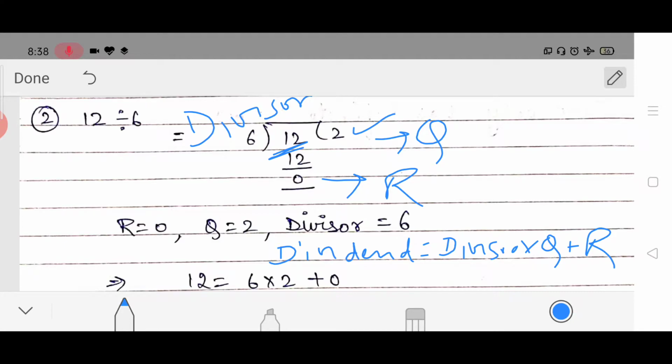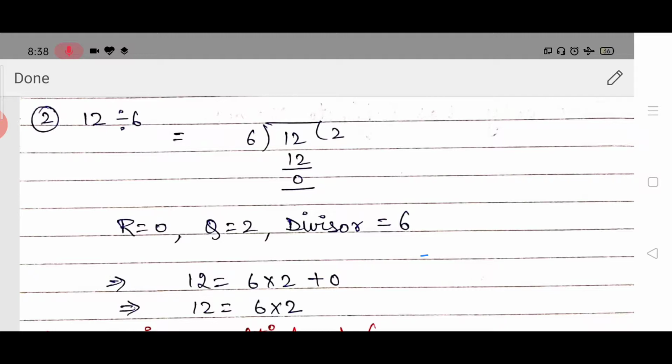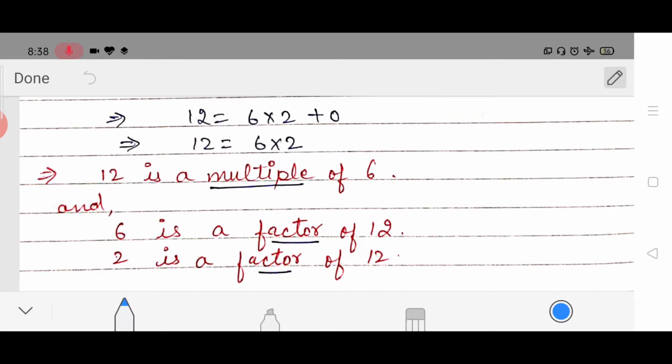Based on this formula, our dividend was 12, so we have written it here, and the divisor was 6, we have written it into quotient plus remainder. On solving this, 6 into 2 is 12, so obviously our remainder is 0. So from here we can see that the formula of dividend, divisor, quotient and remainder holds correct. So we can just write it as 6 into 2 is equal to 12.